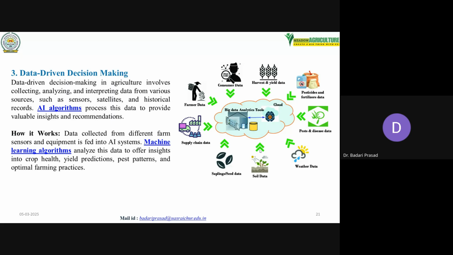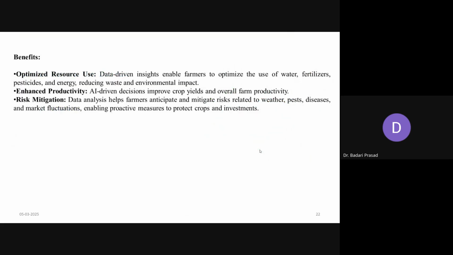So in the days to come, the farmer can engage himself in alternate work and can view his field at his fingertips. Optimized resource use: data-driven insights enable farmers to optimize the use of water, fertilizer, pesticides, and energy, reducing waste and environmental impacts. Enhanced productivity: such quick decisions will improve crop yields and overall farm productivity.